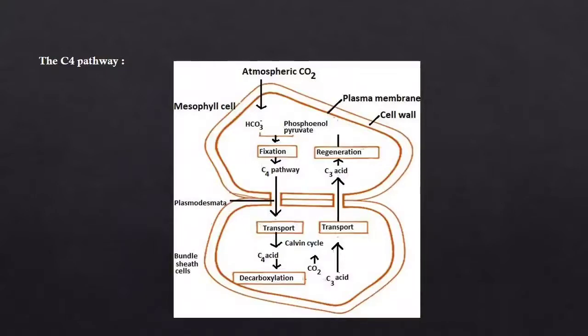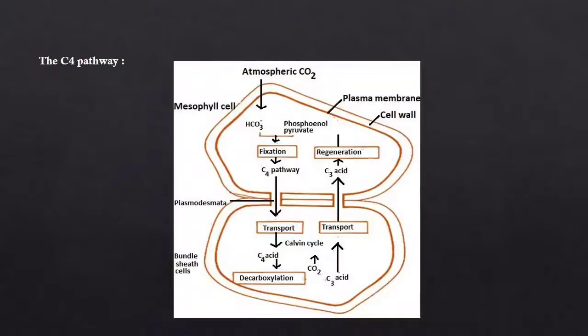And they yield a 4-carbon molecule called oxaloacetic acid, OAA. Eventually it is converted into another 4-carbon compound known as malic acid. Then later, they are transferred from mesophyll cells to bundle sheath cells.